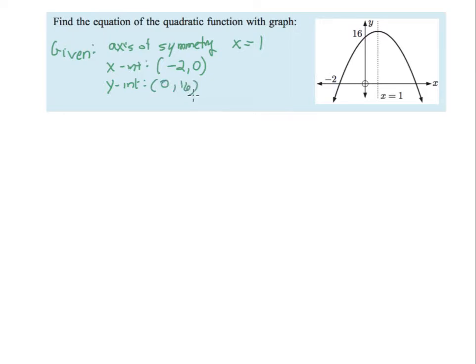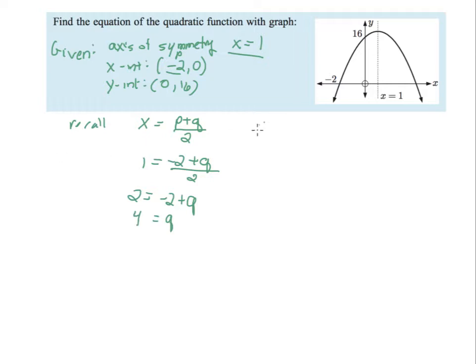So in this case, I'm going to use my knowledge that the axis of symmetry is the midpoint between the two x-intercepts. And I recall that we have a formula for the axis of symmetry where x is equal to p plus q divided by 2. I know one of my x-intercepts, so let's call it p, which is -2. So I have 1 equals -2 plus q over 2. I'm going to solve this equation for q, and that'll give me my second x-intercept. So I know q must be 4.